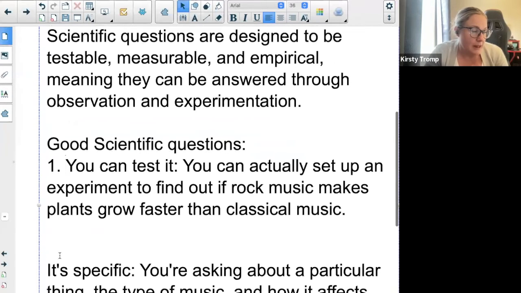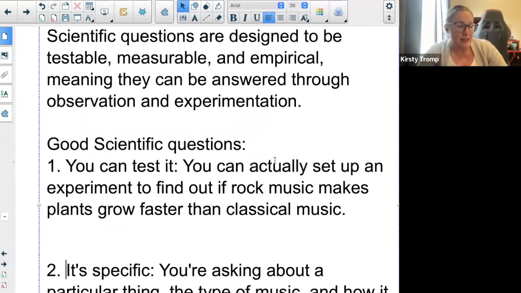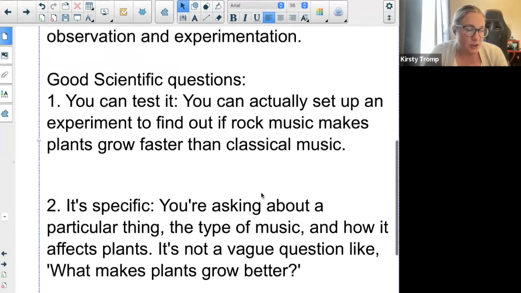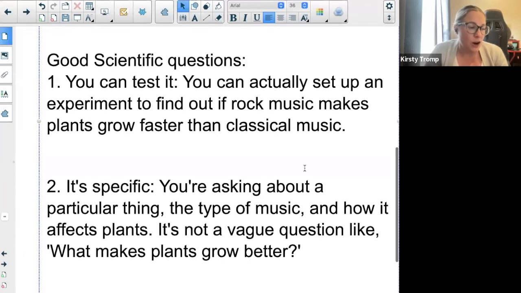The next way, like we said before, number two, is it specific? You're asking about a particular thing when it's specific. So for our music example with plants and the rock music, it's about the type of music and how it affects plants. It's not a vague question like what makes plants grow fast or grow better. It's a specific question: does rock music make plants grow faster?